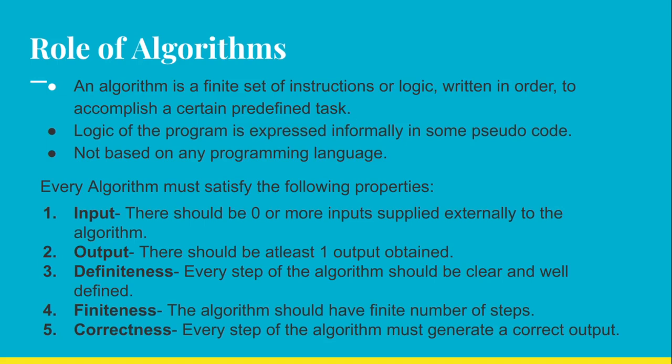Every algorithm must satisfy the following properties. Input: there should be zero or more inputs supplied externally to the algorithm. Output: there should be at least one output obtained. Definiteness: every step of the algorithm should be clear and well defined. Finiteness: the algorithm should have a finite number of steps. Correctness: every step of the algorithm must generate a correct output. So these are the five properties which an algorithm must satisfy.